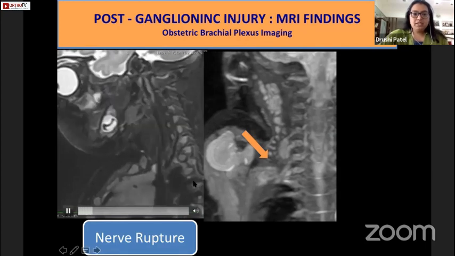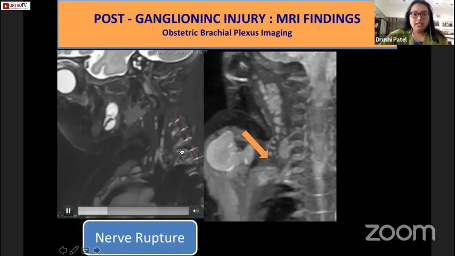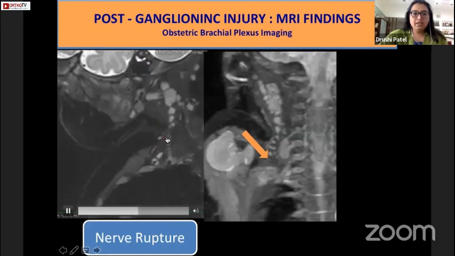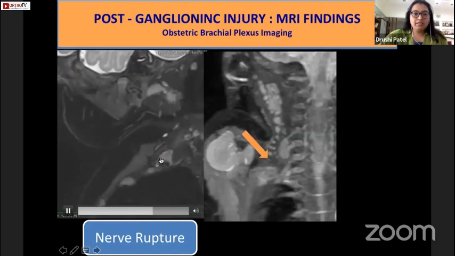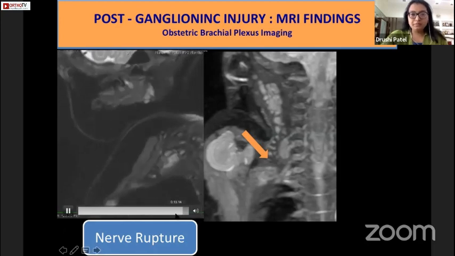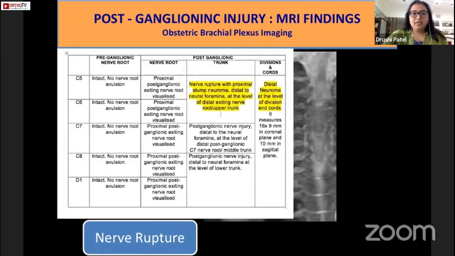So this is the sagittal image of the same thing. You can see that these exiting nerve roots are coming normally. Then there is a thickened part, that's a proximal neuroma, then a defect, that's a nerve rupture, and then this, which is a distal stump neuroma. So this is how nerve ruptures look. And that's what we have put in the report. The preganglionic portion was normal, which I have not shown here. And then there is a nerve rupture with a proximal and a distal neuroma.